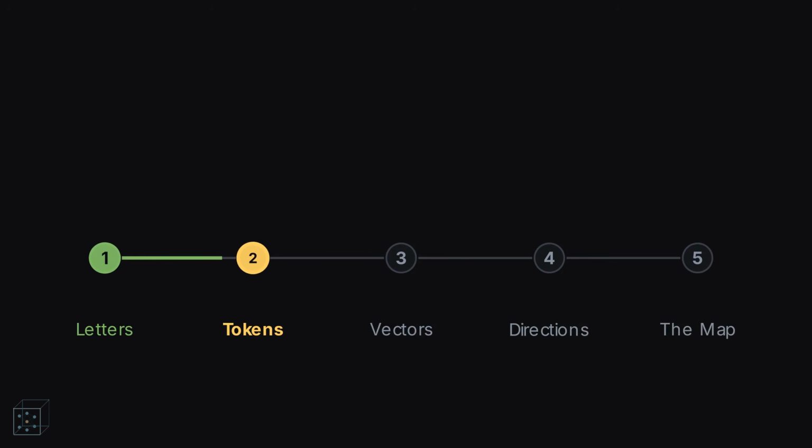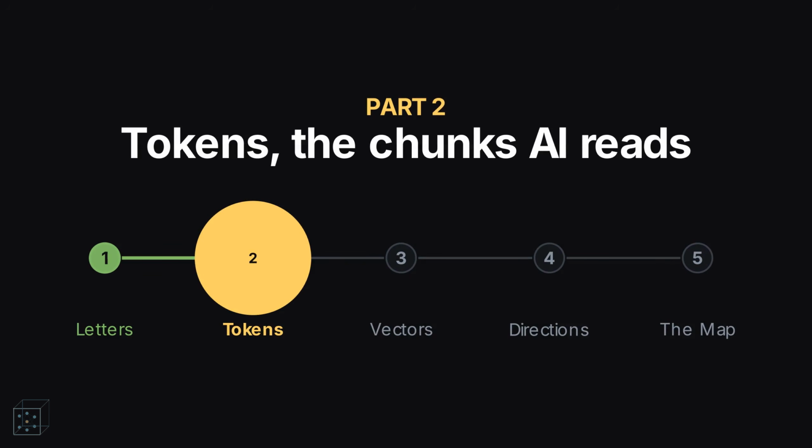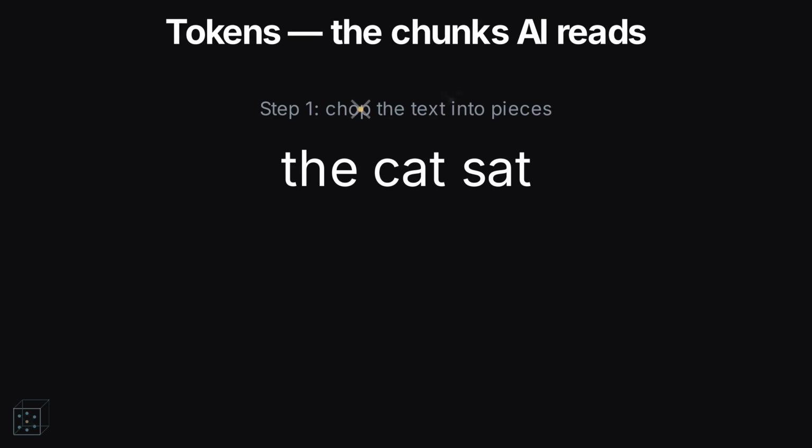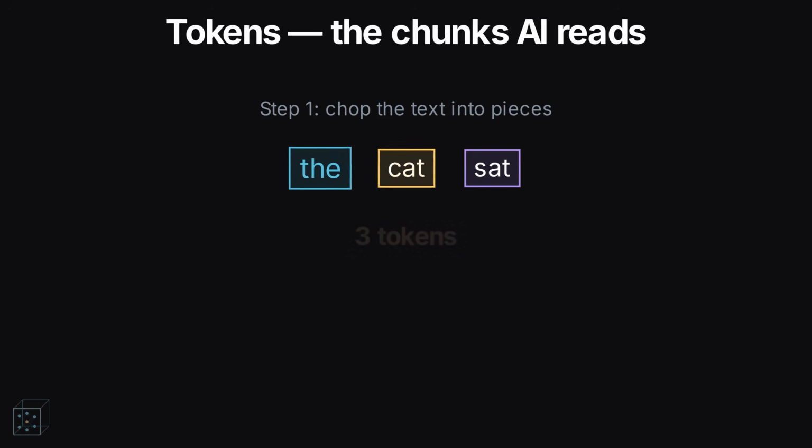Part 2. Tokens, the chunks AI actually reads. Step 1 is to chop the text into pieces. Now you might guess we split on every word, but real systems are a bit cleverer. They break text into tokens, small, reusable chunks, sometimes a whole word, sometimes just a piece of one. So what is a token?